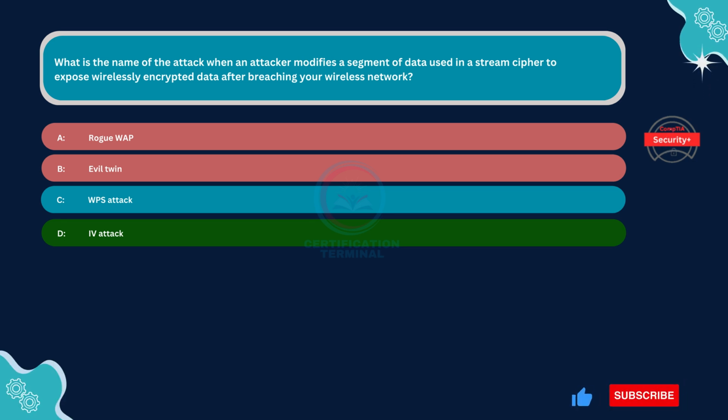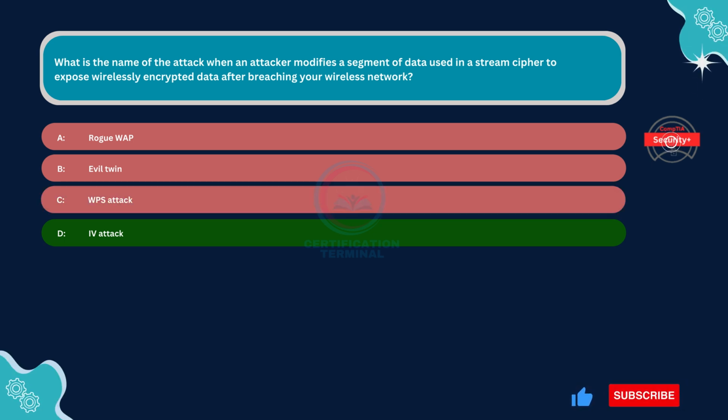Option B, evil twin, is incorrect. An evil twin attack involves an attacker setting up a fake wireless network with a similar name to a legitimate network, tricking users into connecting to it. Similar to rogue WAPs, evil twin attacks are not directly related to modifying data in a stream cipher.